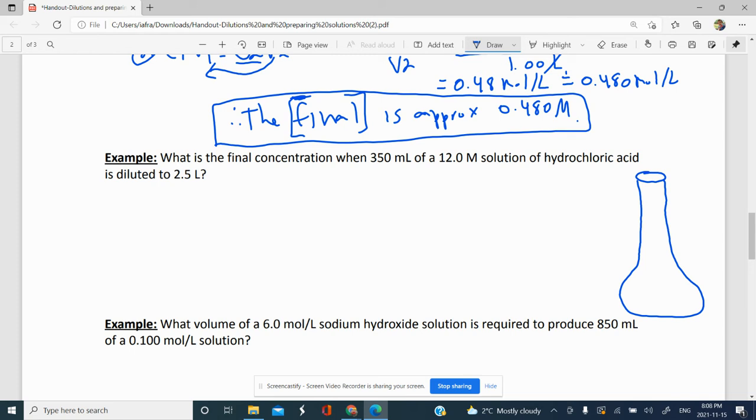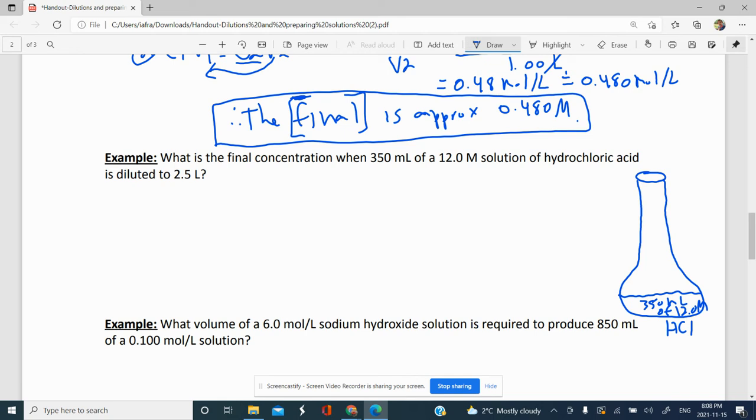So this is a scenario where you have this acid and you have 350 mils of 12.0 molar hydrochloric acid. And now you're not supposed to add water to acid, so this is a bad drawing I'm doing. You're supposed to add acid to water, not the other way around. So just be careful with that safety piece, as we mentioned in the previous video.